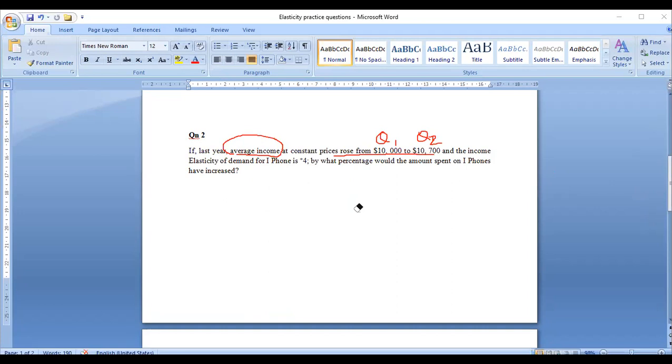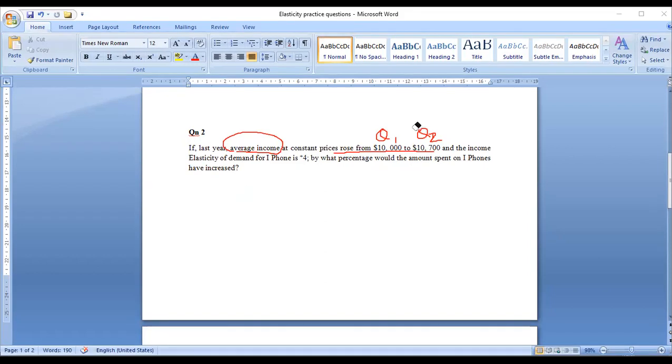Are we getting the logic? And the income elasticity is 4. By what percentage would the amount spent on iPhones have increased? In other words, by what percentage will the amount? They are looking for the percentage change in quantity.